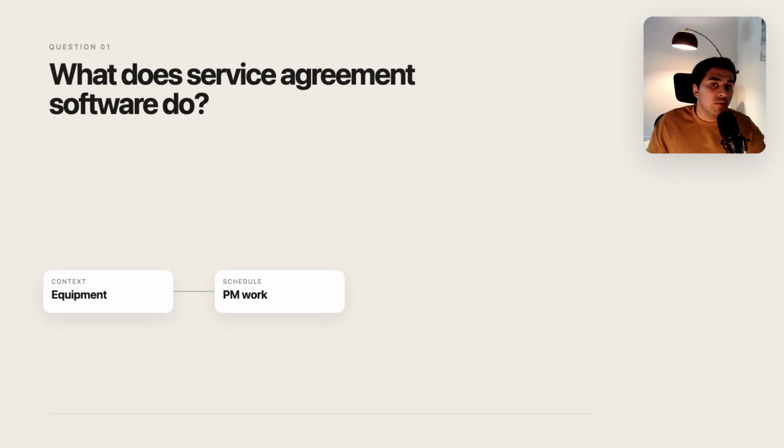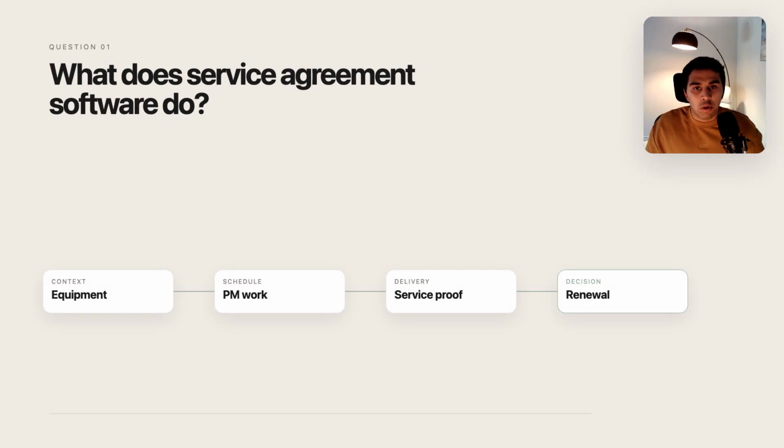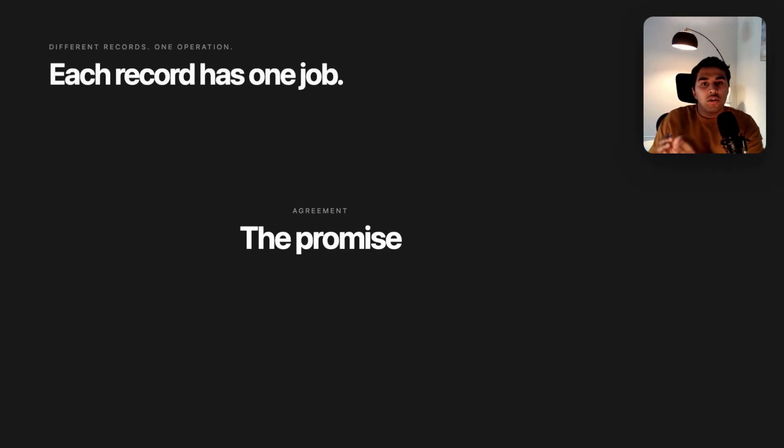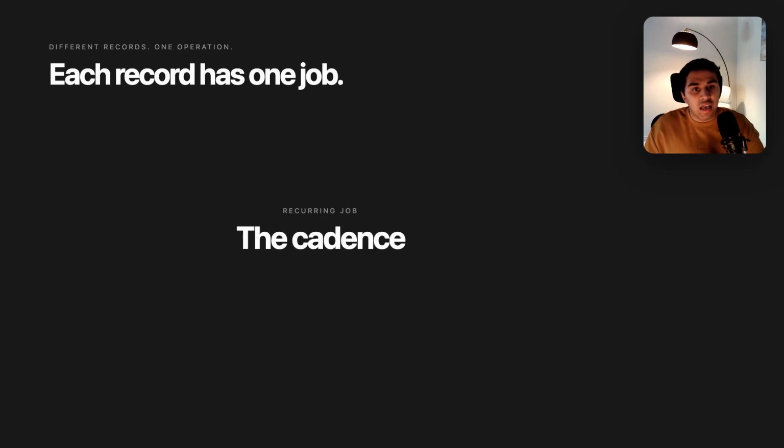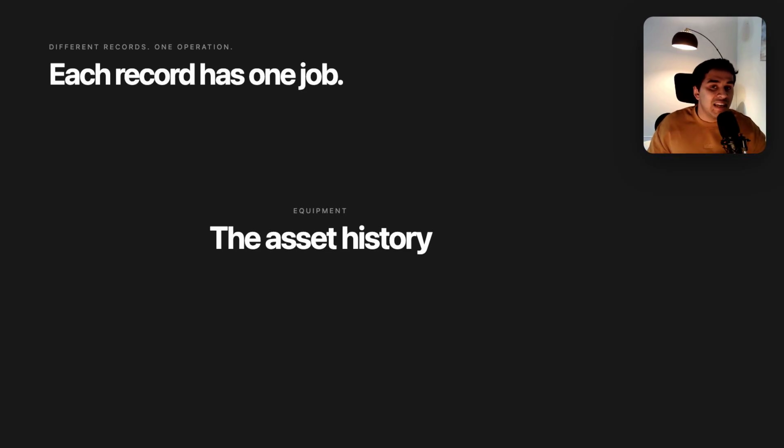So what does commercial HVAC service agreement software do? It connects the commercial promise to the equipment, scheduled maintenance, completed work, and renewal decision. Those are different records for a reason. The agreement defines what you sold, the term, the covered scope, billing contact, documents, and renewal rules. The recurring job defines the service cadence that you have to follow. Each visit is one actual truck roll, and the equipment record preserves the history of the asset being maintained.